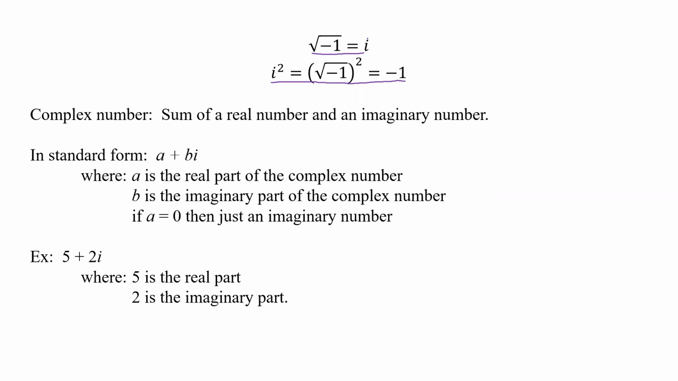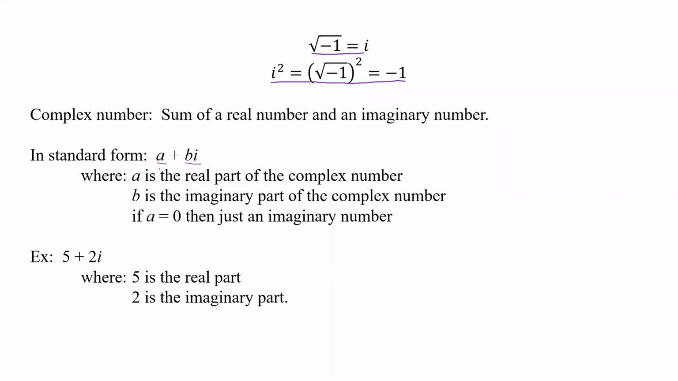But what is a complex number? Well, a complex number is basically a sum of a real number and an imaginary number, so it has two parts. In standard form, we have a plus bi as our complex number. The a part is the real part of the number, like 1, 2, 3, 4, whatever. Then we have the bi, which is the imaginary part. b is just a normal number, and i makes it the imaginary part of the number.